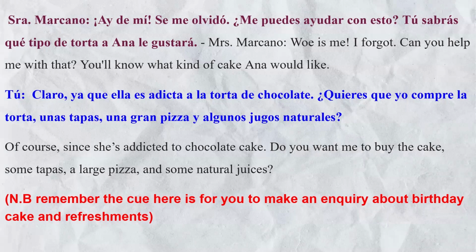And here in our response, we say, or we said, claro, ya que ella es adicta a la torta de chocolate. ¿Quieres que yo compre la torta, unas tapas, una gran pizza y algunos jugos naturales? Okay, which means, of course, since she's addicted to chocolate cake, do you want me to buy the cake, some tapas or finger foods, a large pizza, and some natural juices?